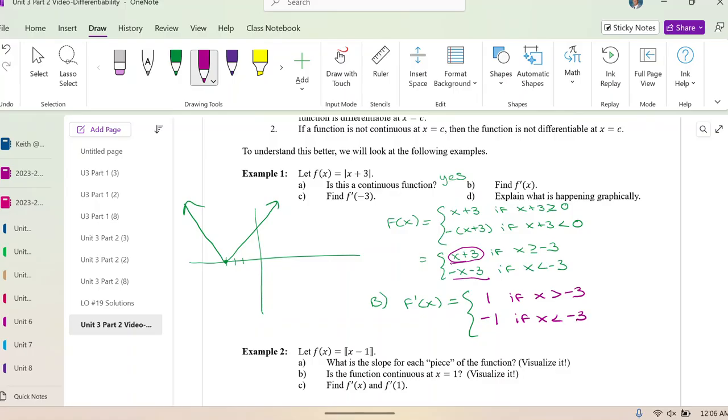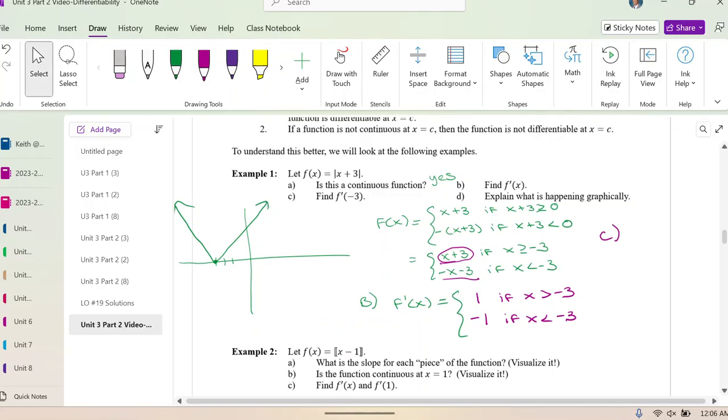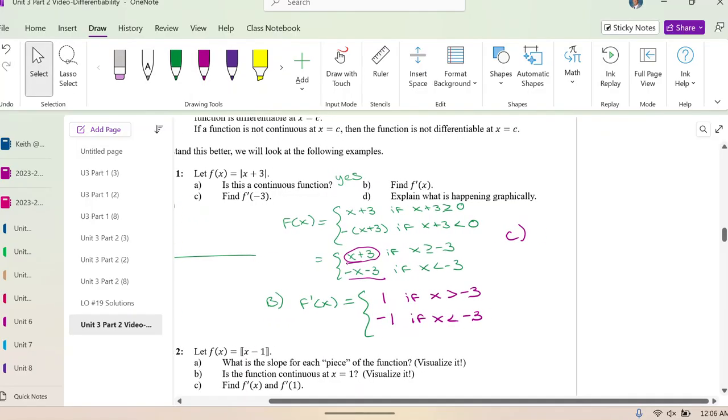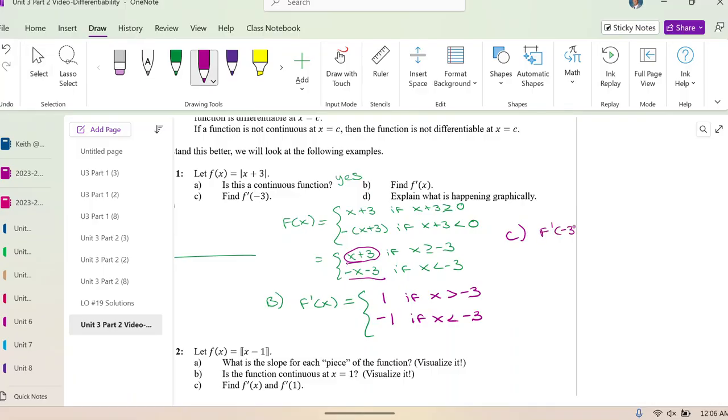Now, the key is to know, is there a derivative at -3? And remember, a derivative is a limit, right? So the derivative from -3 to the left, which is -1, must equal the derivative from the right, which is +1.